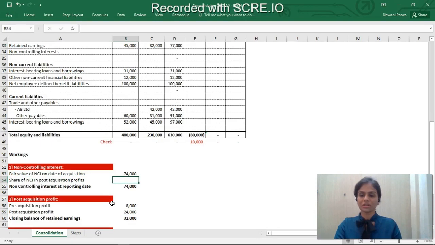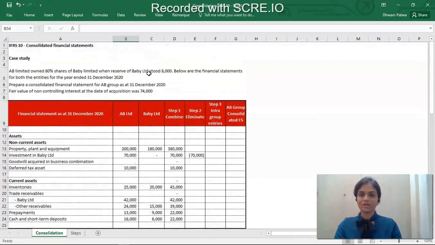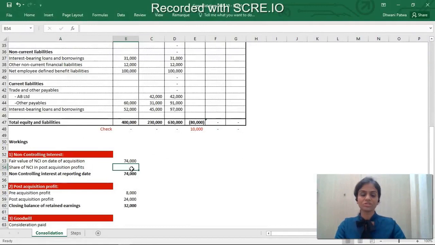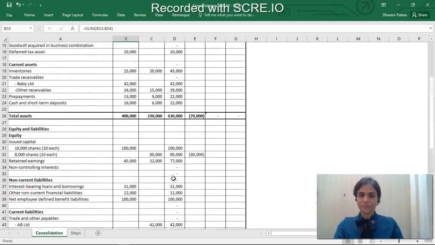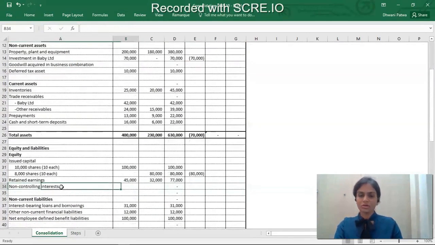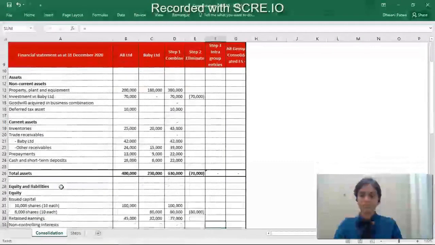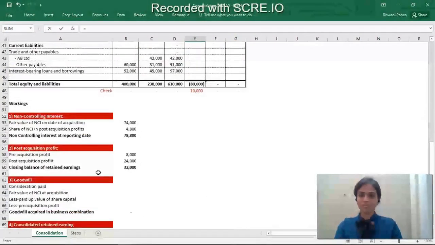Now I take 24,000 for calculating the share of non-controlling interest in post-acquisition profit. What is my share of non-controlling interest? Now since AB Limited holds 80%, 20% would be for non-controlling interest. So I use 20% to calculate the share of non-controlling interest in post-acquisition profits, which is 24,000 into 20%. So I get non-controlling interest at reporting date as 78,800, which I'll put over here. Non-controlling interest 78,800.